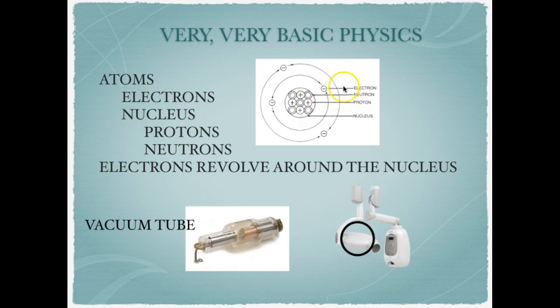These negative electrons travel around the nucleus in a path called a shell. And we will see that the electrons are involved in creating dental X-rays inside this vacuum tube, the cathode ray tube, which is inside the tube housing.